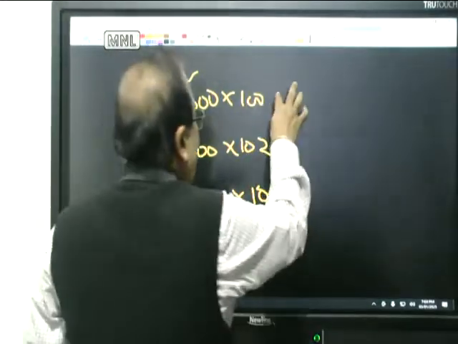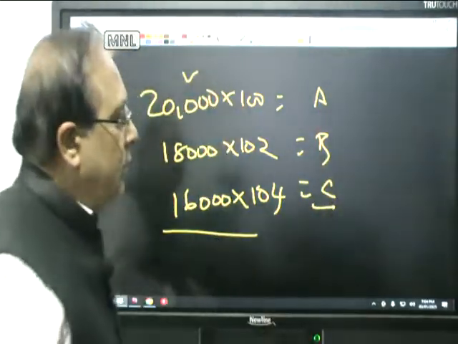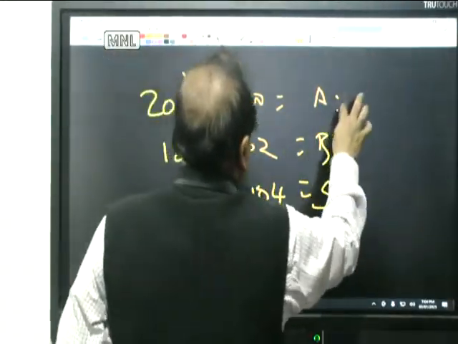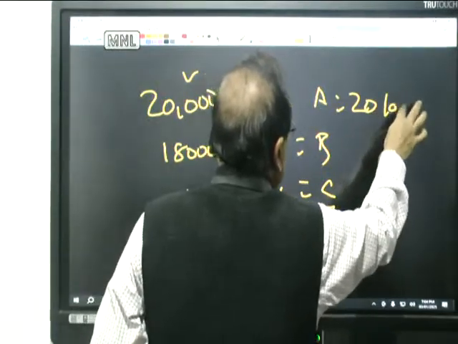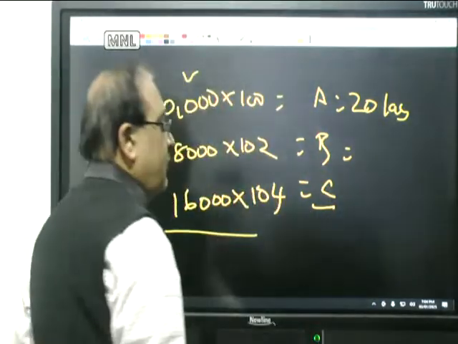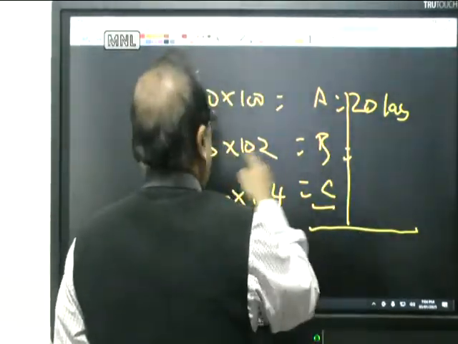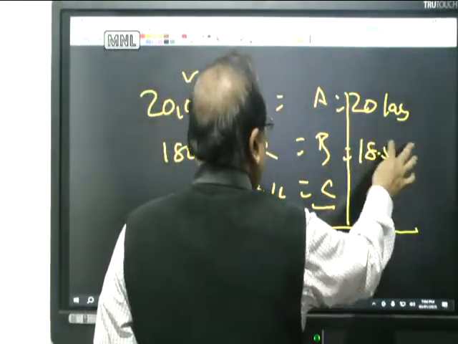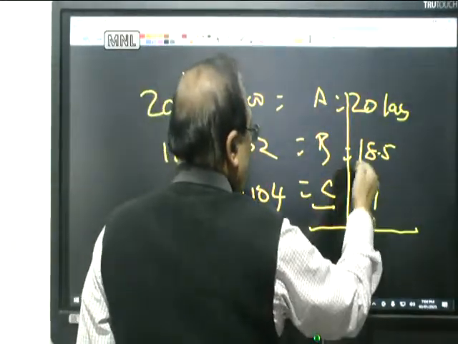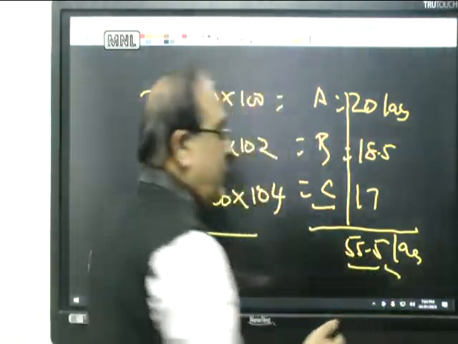Now all these things are summed up. Let us say this comes to 18.5 lakhs. This comes to something like 17 lakhs. Now 20 plus 18.5 plus 17, so 55.5 lakhs, right? So price into volume is summed up.